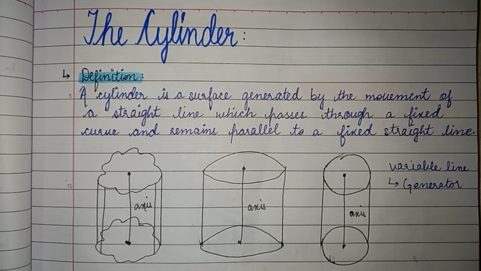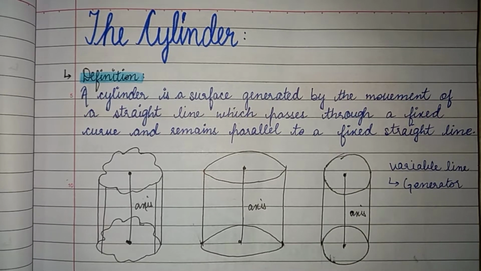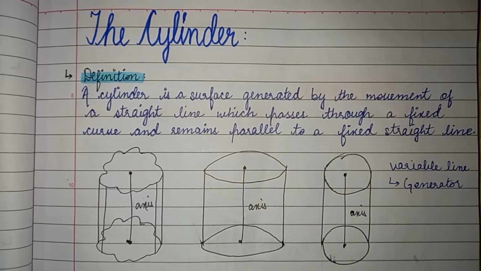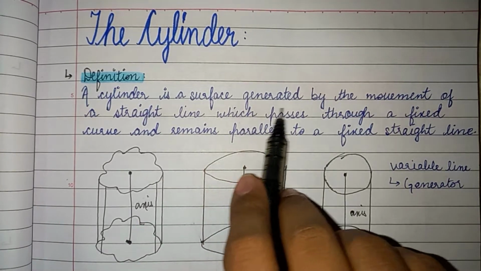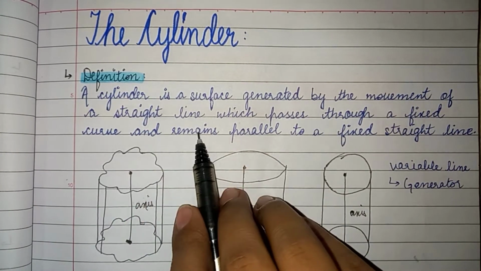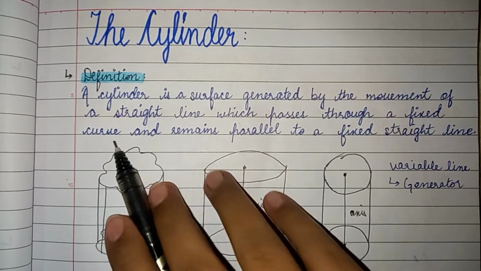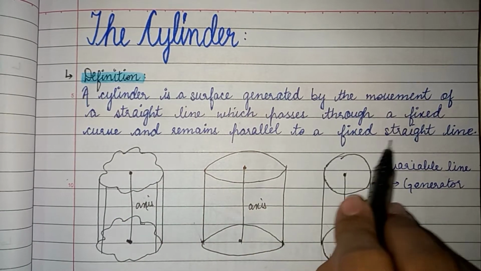So today I will be taking up the topic of cylinders and cones. First we will see what is meant by a cylinder, what its definition is. A cylinder is a surface generated by the movement of a straight line which passes through a fixed curve and remains parallel to a fixed straight line.